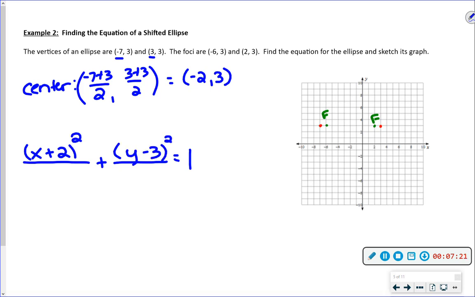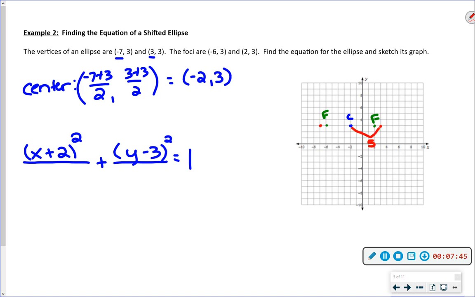So of course the next thing we need to work on, A, B, all of that good stuff. So let's mark our center on here, negative 2, 3. I'm just going to put a C for center. Now, they told you the vertices, so I can very easily get you A. I'm just going to count it. Remember, A is the distance from the center to the vertices. 5.